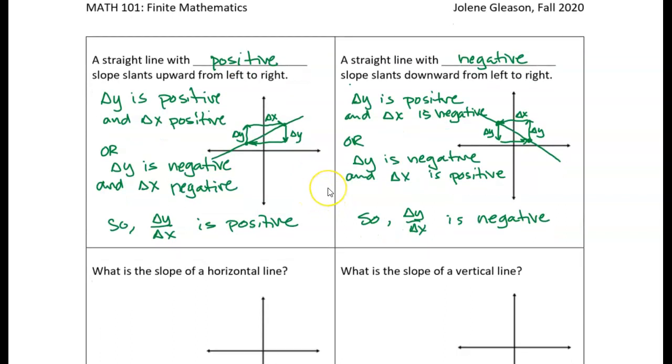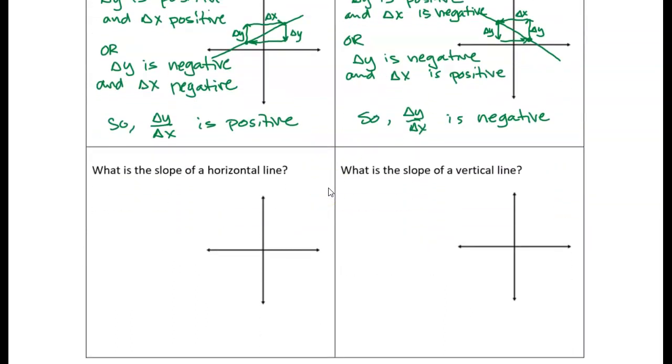All right, so let's take a look at a couple other situations. Now we don't have any slant. Now we have a horizontal line. So let's draw what that looks like. All right, horizontal line. I could take 2 points and look at the slope though, right?